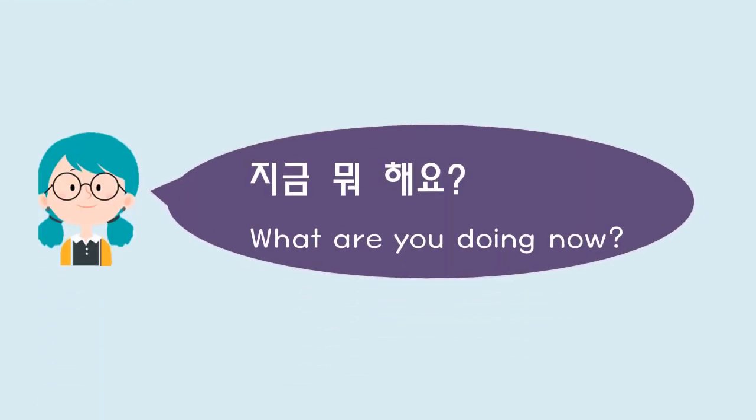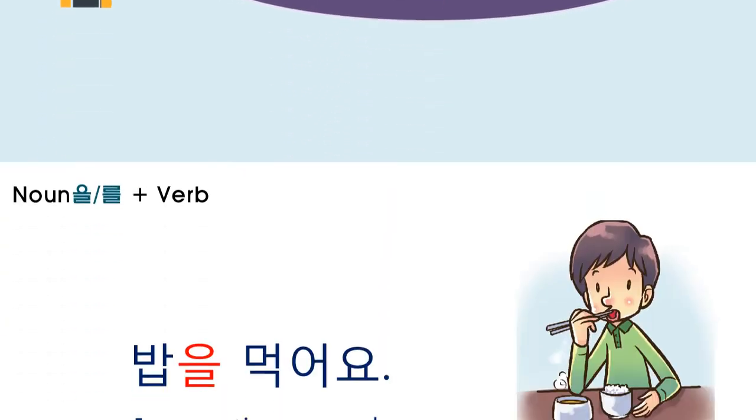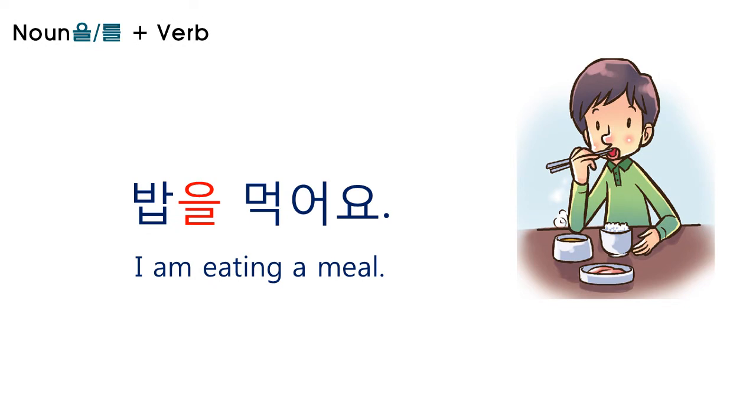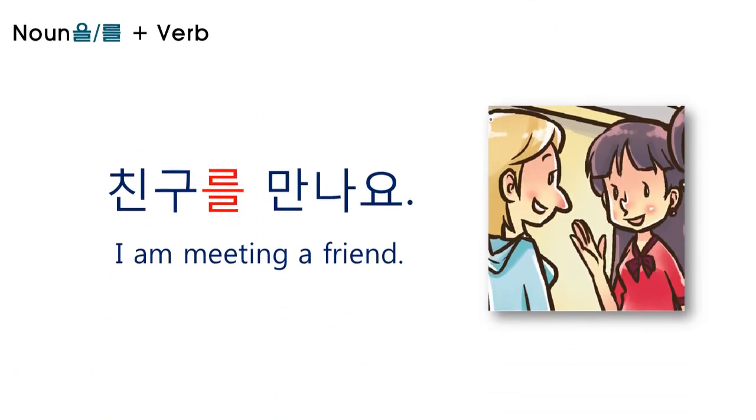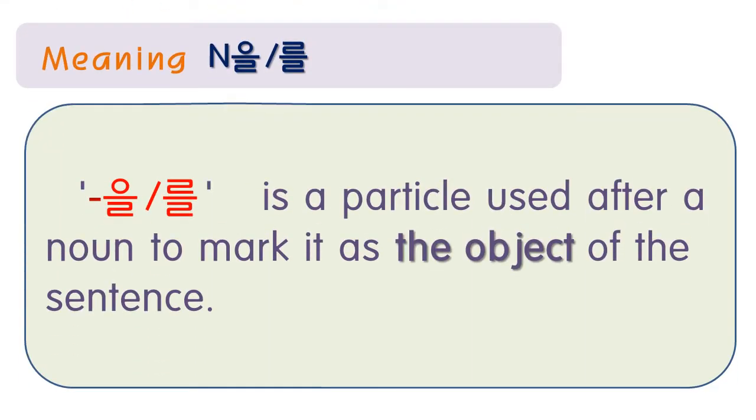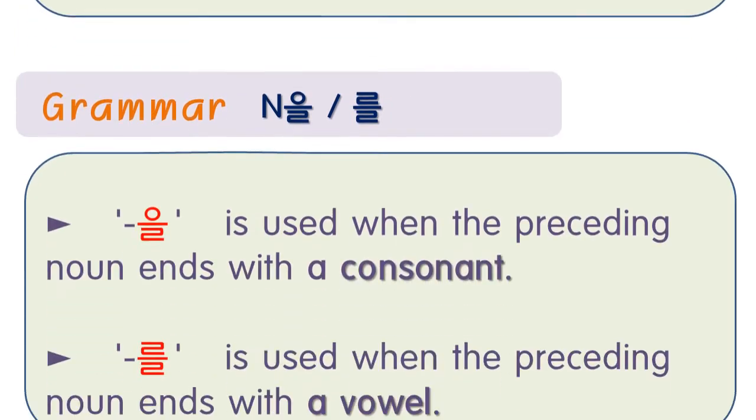Let's look at this in some more detail. 지금 뭐 해요? Doing now? I am eating a meal. 밥을 먹어요. Here we see the 을 and the 를 object marker. So another example. 친구를 만나요. I am meeting a friend. So this 을, 를 particle is used after a noun to mark it as the object.